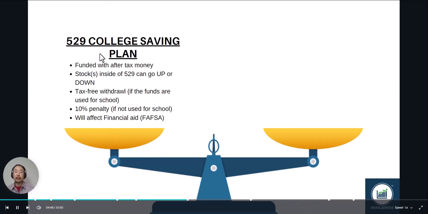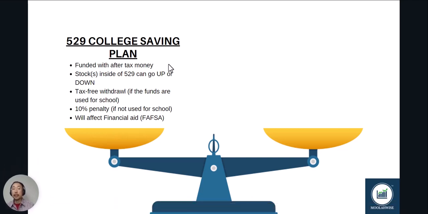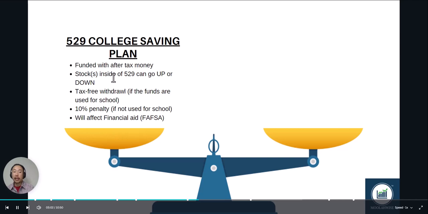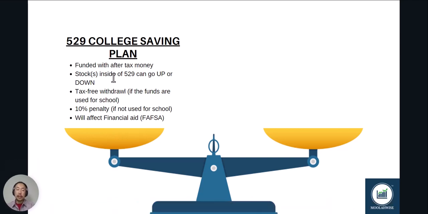In the 529 college savings plan, you fund the account with after-tax money. That means it's in the tax advantage bucket, so anything that grows in here grows tax-free until you use it. And in our case, since it's a college plan, we want to use it for college.